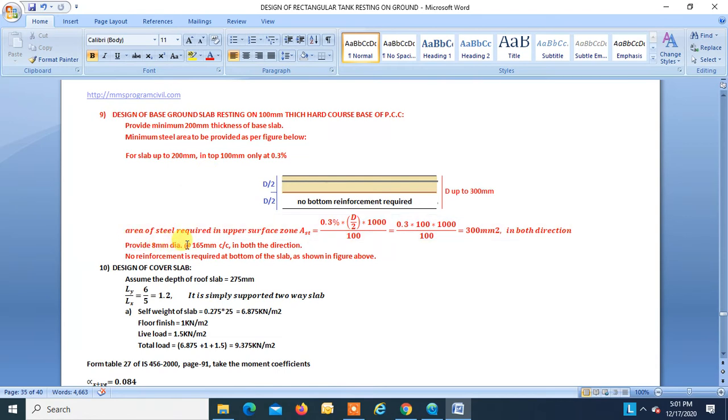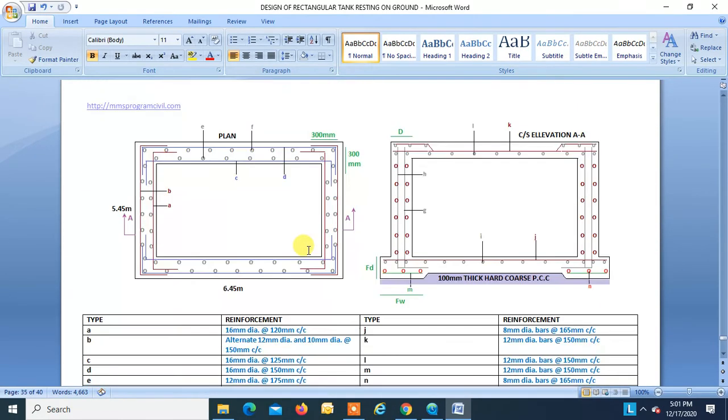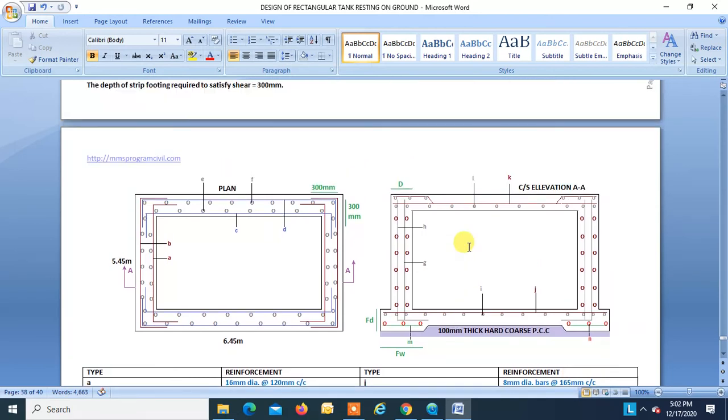So we'll provide 8 mm dia at about 165 mm center to center in both directions. Let me show the detail. We can see this is the base slab. We are providing only top steel, no steel is provided at the bottom. So we are providing 8 mm dia at 165 mm in both directions. You can see I over here, I is 8 mm at 165 mm. You can see J, 8 mm at 165 mm. So this is how we provide the steel in the base slab.